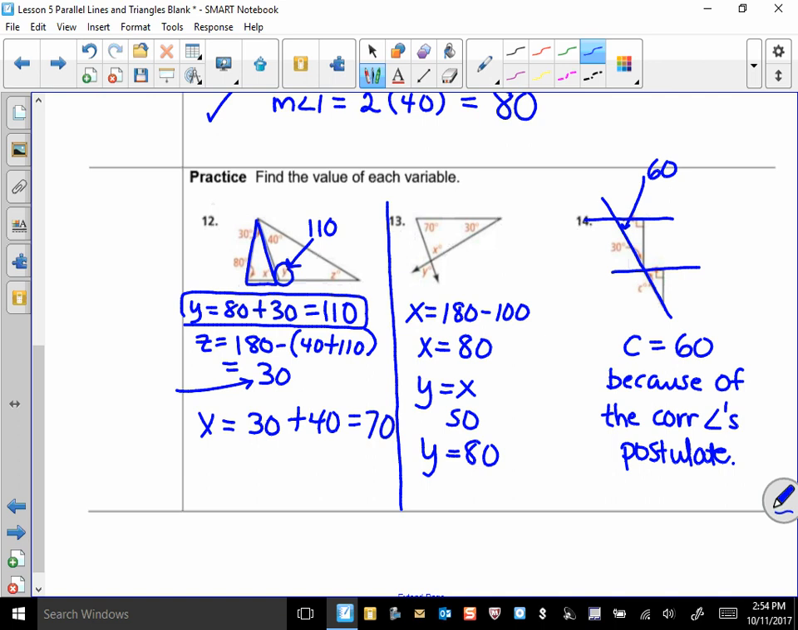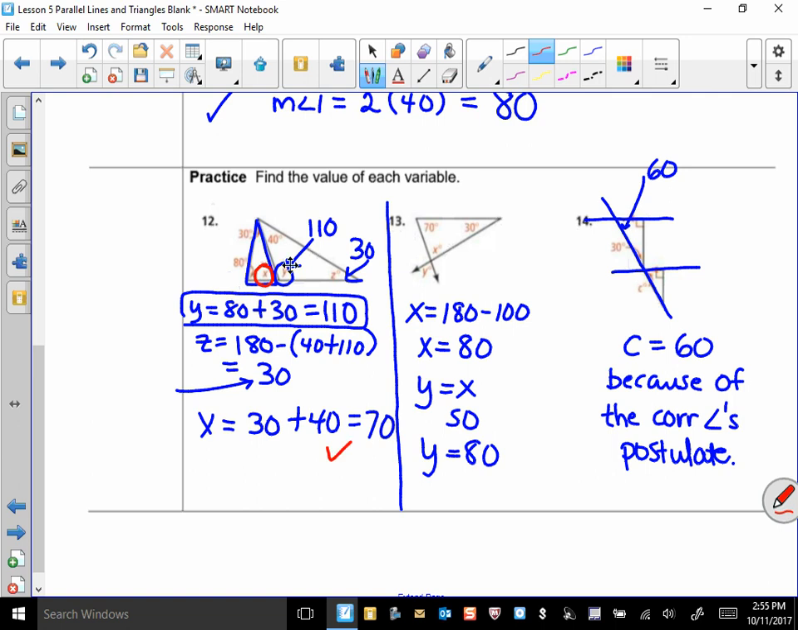And then finally, once I get that z is 30, that makes x the exterior angle for that triangle, and it's the sum of those 2 remote interiors. So 40 plus 30 is 70.